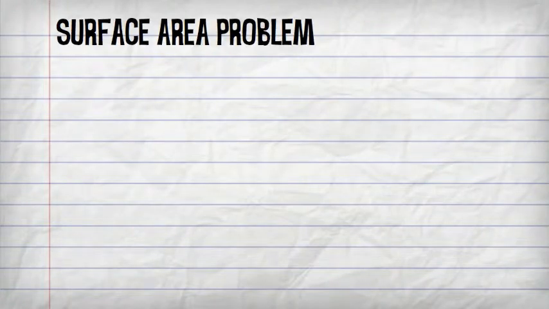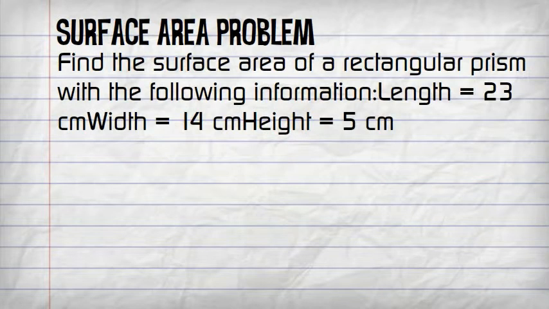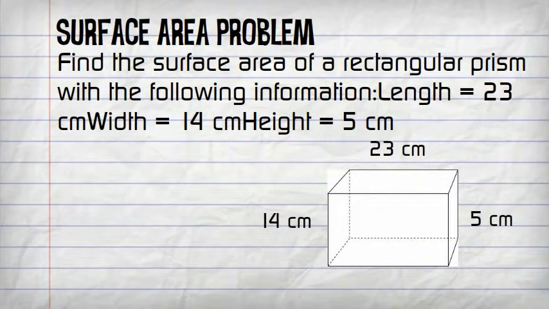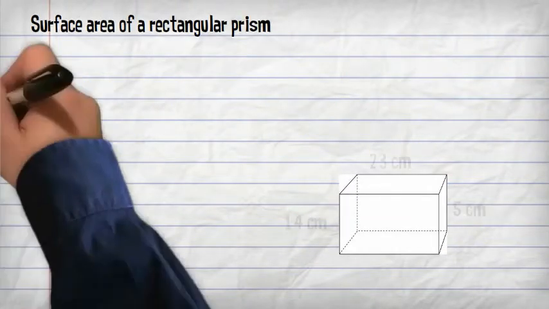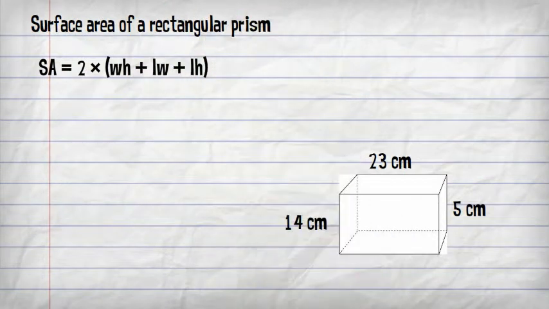Surface area. Alright, so the problem we have is to find the surface area of a rectangular prism with the following information. The length of the prism is 23 centimeters, the width is 14 centimeters, and the height is 5 centimeters. The formula to find the surface area of a rectangular prism is width times height plus length times width plus length times height, altogether multiplied by 2.